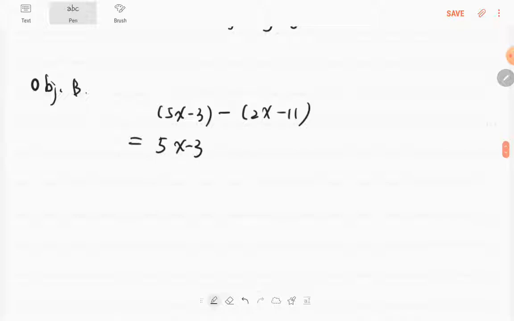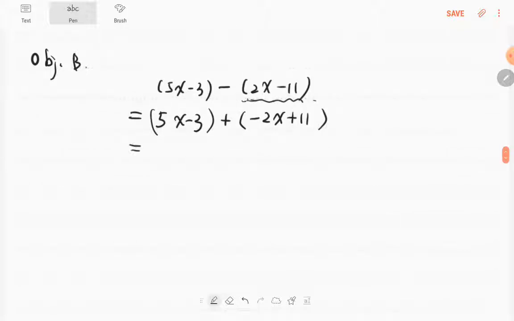First, we could write it plus the opposite of the polynomial. So the opposite of 2x minus 11 will be negative 2x plus 11. That will be the opposite of the polynomial in the parentheses. So we just need to find the opposite coefficient of each term. Here, the coefficient is 2, then the opposite will be negative 2. Here, the coefficient is negative 11, then the opposite will be positive 11.